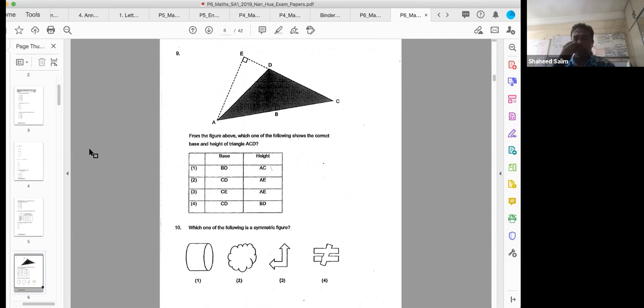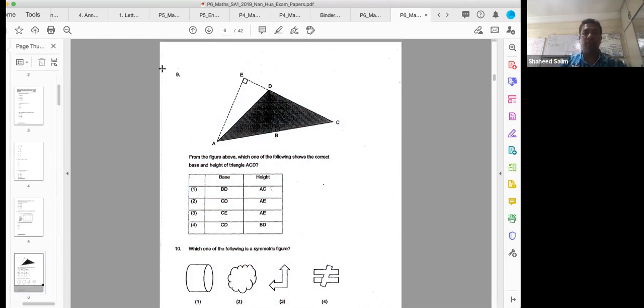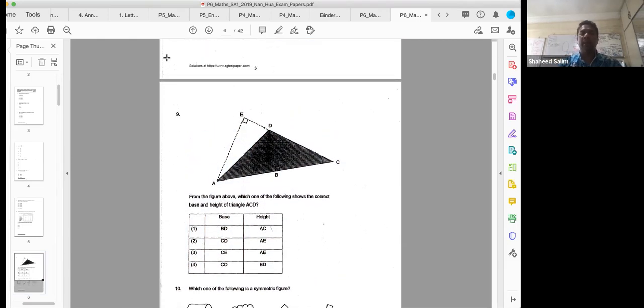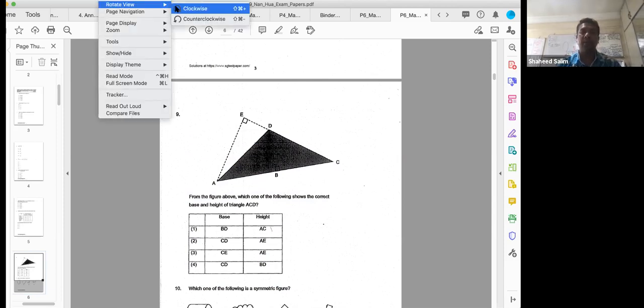So now, what about the rest? Okay, if you cannot see this, I'm going to shift it for you. If you cannot see properly, I will now rotate the view so that it is easier for you.